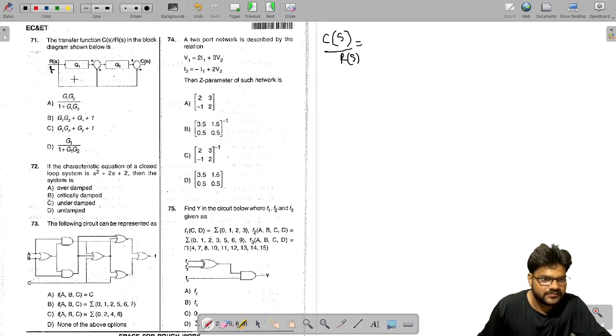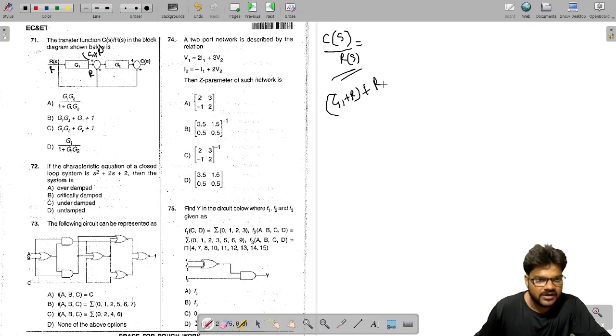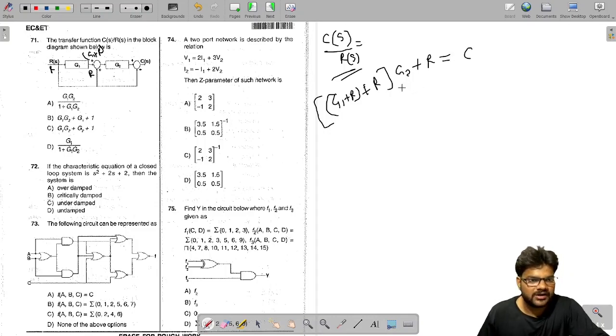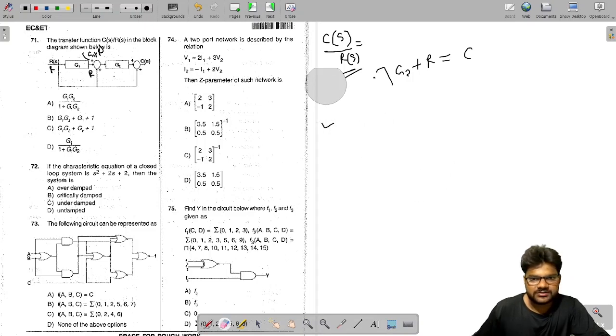This is R, then this is also R, then this will become G1 plus R, and you are adding R in this, then you are multiplying G2, and again you are adding R, and then you are calling it C. So from this you have to find out C by R. No, we made a mistake actually. Let me do it.